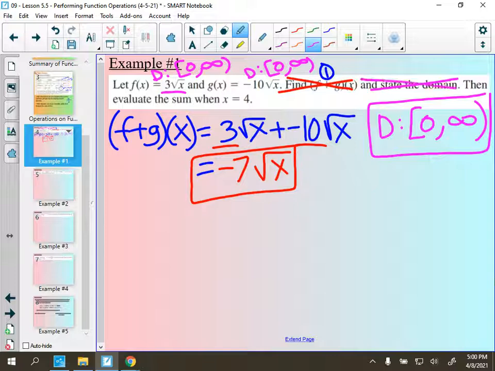The last part is now saying, all right, then evaluate the sum, this original sum, when x equals 4.